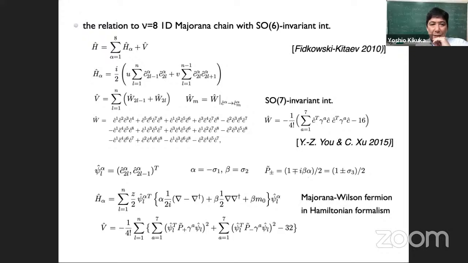someone asked me whether this model is related to the new eight-flavor Majorana 1D Majorana chain with SO(7) or SO(10) invariant quartic interactions to gap out the mode. As discussed by Fidkowski et al., this Majorana chain is given by this Hamiltonian, and we have eight Majorana chains like this. And then we can consider this kind of interaction. This is actually SO(7) invariant.